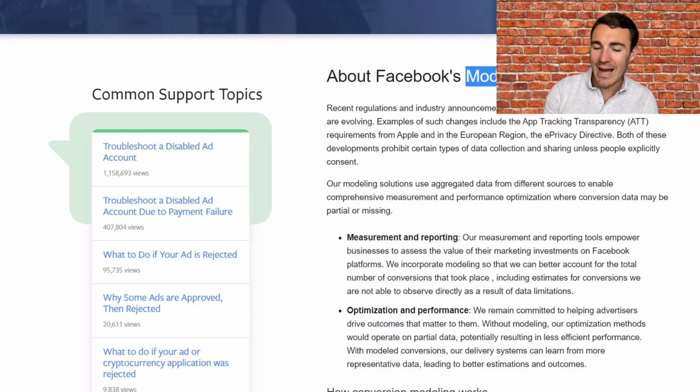But Facebook has a lot of data holes around iOS 14 users, and they are going to model the data, and that could be another issue.